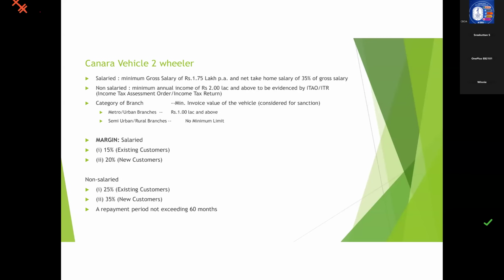Now, this is one important point with regard to Canara two-wheeler. In the case of metro and urban branches, the minimum invoice value of the vehicle should be 1 lakh and above, below which you cannot sanction. That is, if your branch is categorized as metro and urban, you cannot finance a vehicle loan with an invoice value of, say, 90,000 rupees or 50,000 or 75,000 rupees. The invoice value should be more than 1 lakh. For semi-urban and rural branches, there is no minimum limit. You can finance any bike or two-wheeler without insisting on minimum invoice value. So this is one question that you can be asked, what is the minimum?